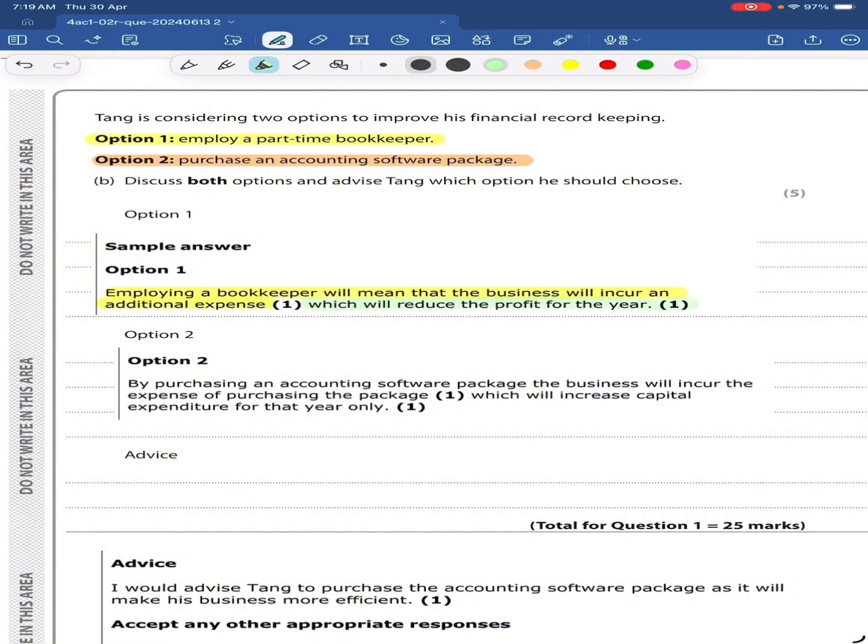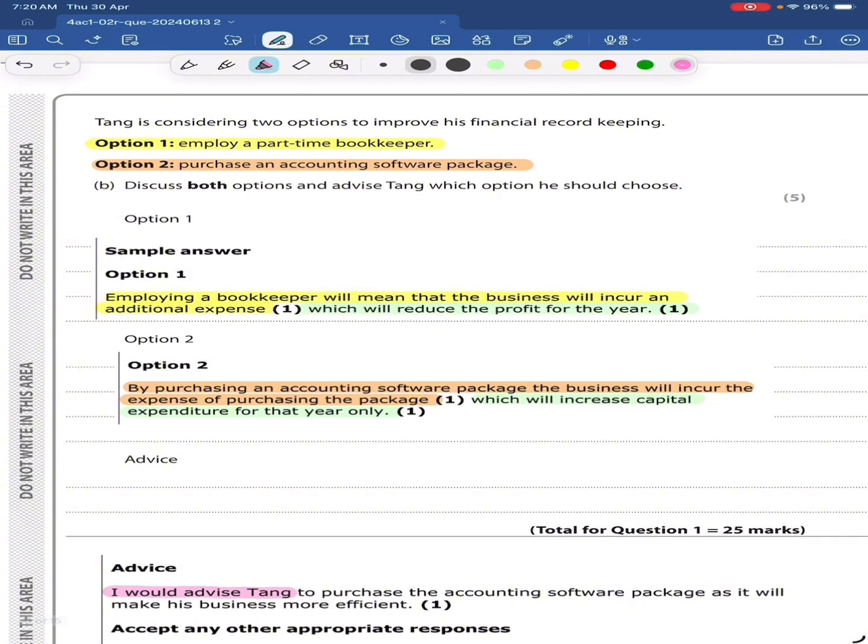Increase in expense. Option 2. By purchasing an accounting software, the business will incur the expense of purchasing the package, and that is a one-time investment. So what happens as an outcome, which will increase capital expenditure for that year only? So what's the advice? I would advise Tang to purchase the accounting software as it will make his business more efficient. It can be quicker, and there is an asset which you had purchased, and the software can be reused throughout the year.